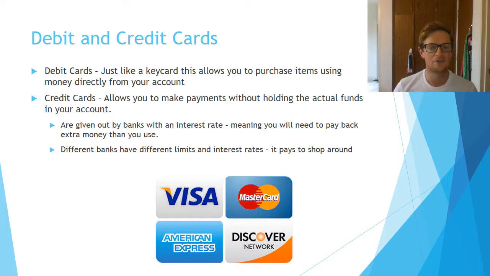The next part, we have debit and credit cards. So I know we've touched on this previously, so I'm not going to spend too much time on it. So the first one, a debit card. So it's just like a key card. It allows you to purchase items using money directly from your account. So really handy when you want to buy anything online. So it works the same sort of way as a credit card in that instance, but it's just money that you already have.